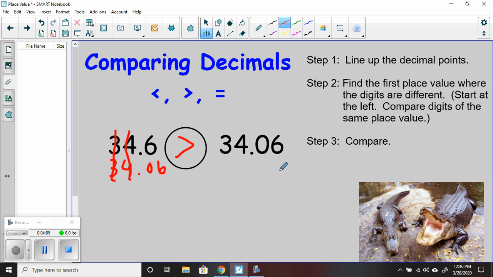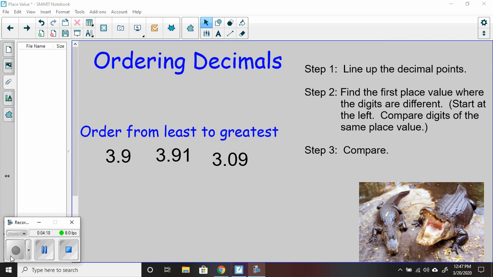A lot of you make the mistake of saying, oh, there's 4 digits, he must be bigger. It has nothing to do with how many digits. It has to do with the value of the digits. That same idea can be used for ordering decimals.